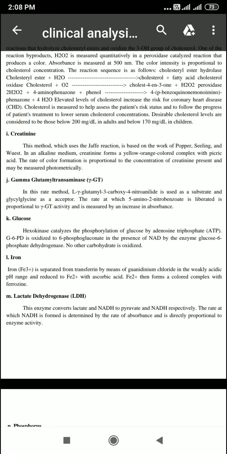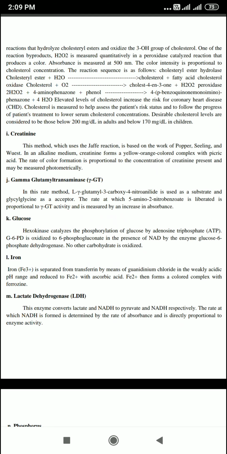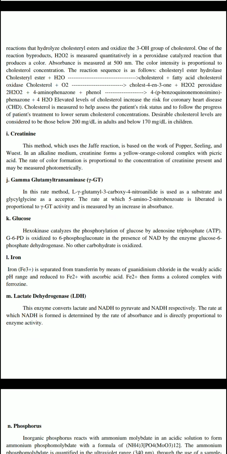Now the next test is for gamma glutamyl transferase, denoted as gamma GT. In this rate method, L-gamma-glutamyl-3-carboxy-4-nitroanilide is used as a substrate and glycylglycine as an acceptor. The rate at which 5-amino-2-nitrobenzoate is liberated is proportional to gamma GT activity and is measured as an increase in absorbance. Now the next test is for glucose.